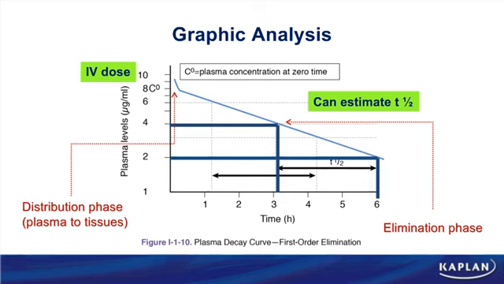And if I wanted to, I could repeat that and find out if I get a consistent half-life. If I do, that's first-order kinetics. If I don't get a consistent half-life, that would be zero-order kinetics.